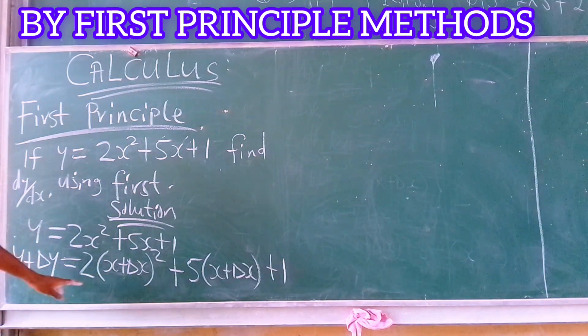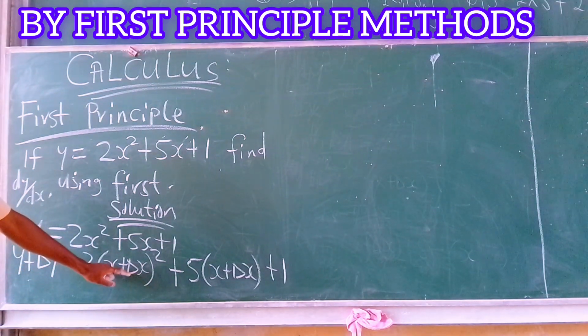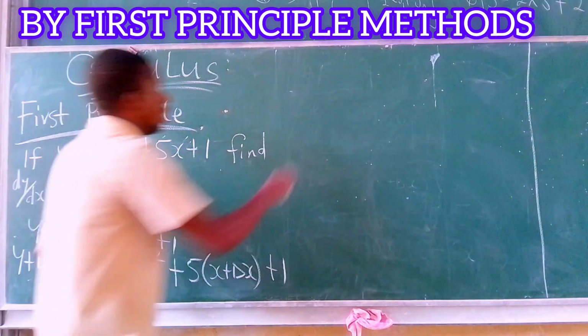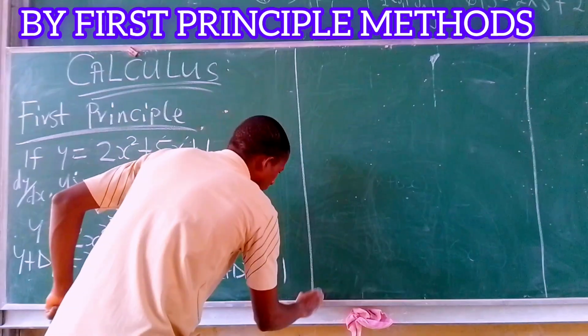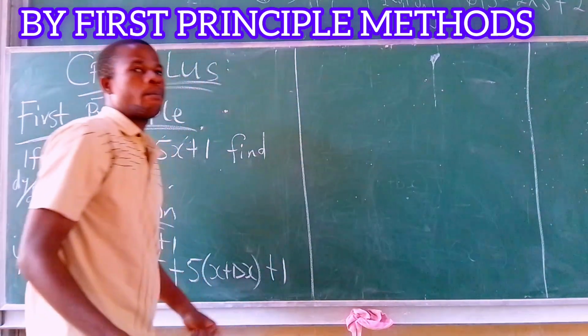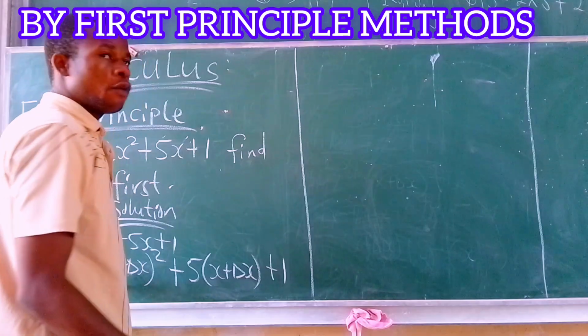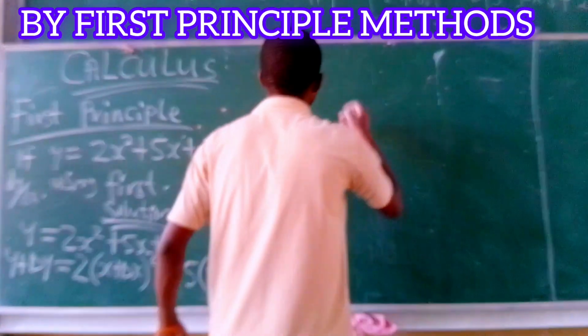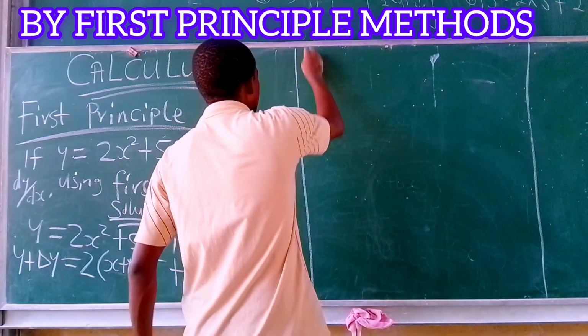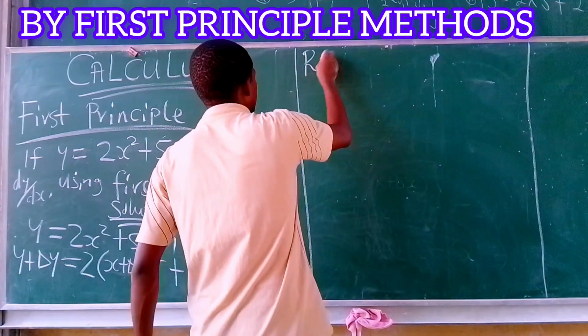Now after doing this, you need to expand this guy. You need to be able to expand it. You know how to use your binomial expansion, or you know how to use a Pascal triangle to expand a given function. But if you do not know how to expand it, there is no problem. You can get that data from me. Now recall that.